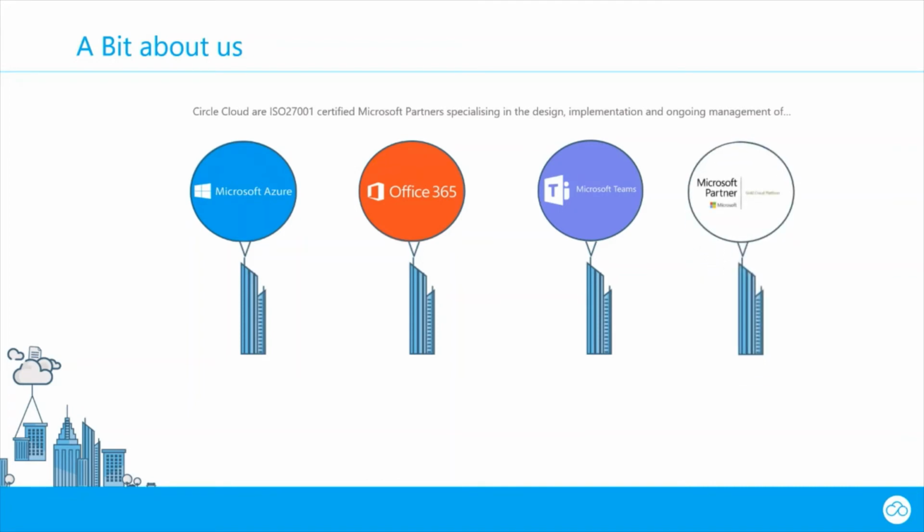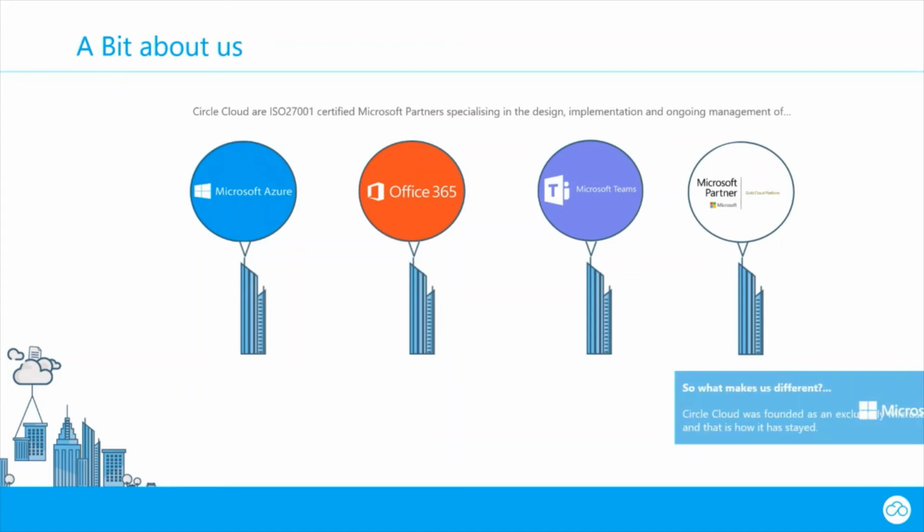And the final bubble there is Microsoft Gold Cloud Platform Partners. That's what we are. We were the first company founded in the Northeast to gain Microsoft Gold Cloud Platform status. A point I will make at this point is that you've probably noticed that there are a lot of companies who seem to be gaining Microsoft Gold Cloud Platform status. And so you're right to ask the question, well, what actually is it that makes Circle Cloud different? I think it's a fair comment.